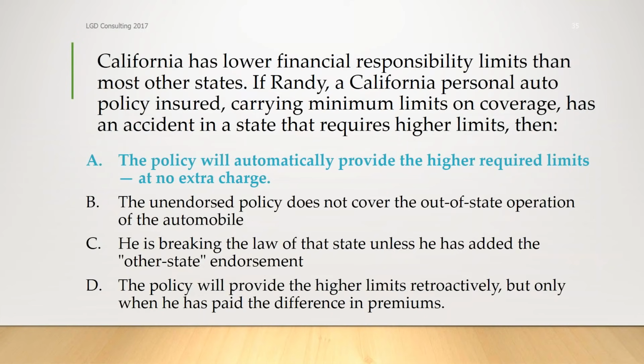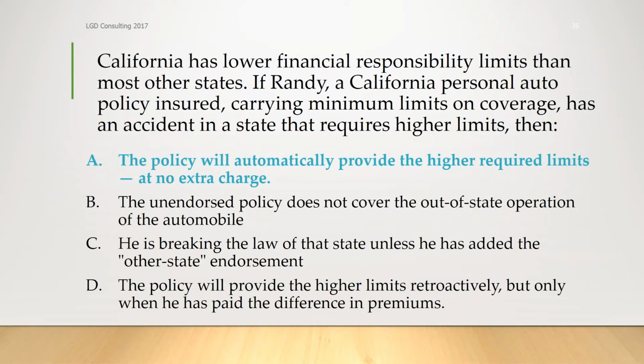He wakes up out of a haze in Alaska, gets into an auto accident in Alaska, and I believe their liability limits are 50, 100, and 25. But he only bought 15, 30, and 5 here in California. As long as it's just a visit to Alaska, he's automatically provided with those higher limits, no extra charge. Now, that's just a visit. If Randy actually relocates to Alaska, then he typically needs to register the car and get the proper coverage.